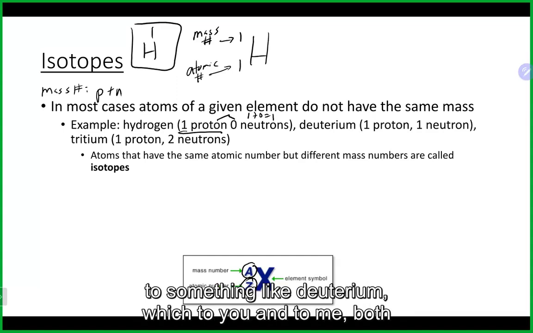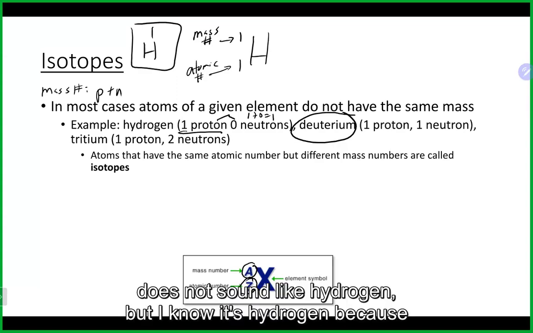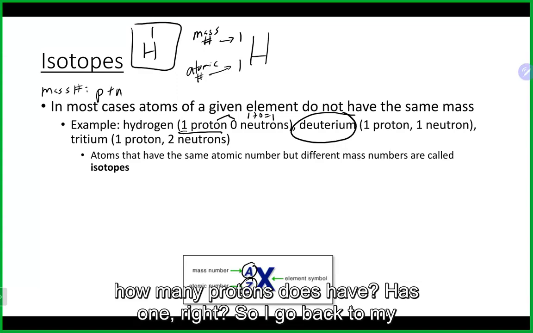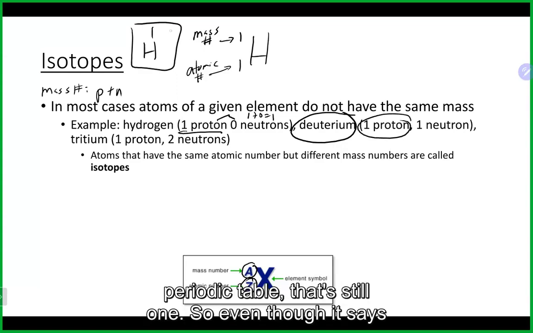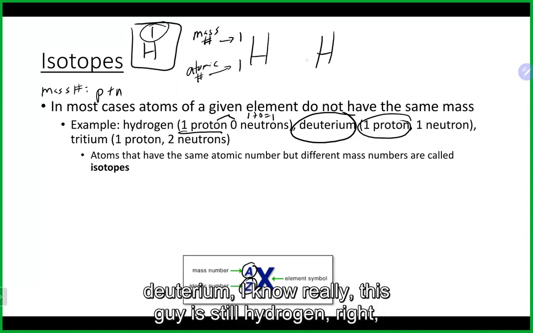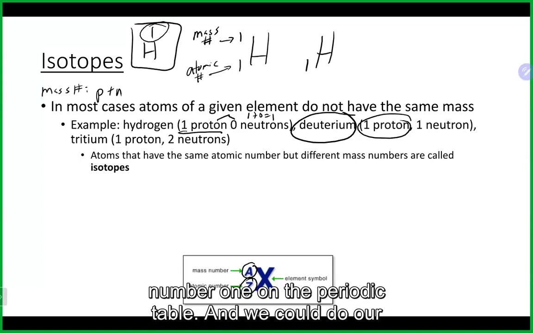Now you get to something like deuterium, which to you and to me both does not sound like hydrogen. But I know it's hydrogen because how many protons does it have? It has 1. So I go back to my periodic table, that's still 1. So even though it says deuterium, I know really this guy is still hydrogen, number 1 on the periodic table.